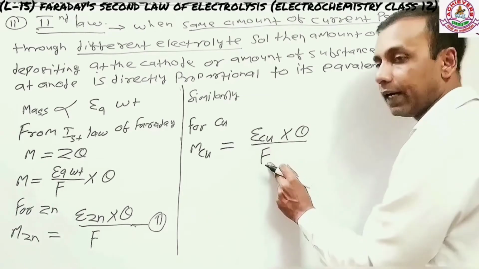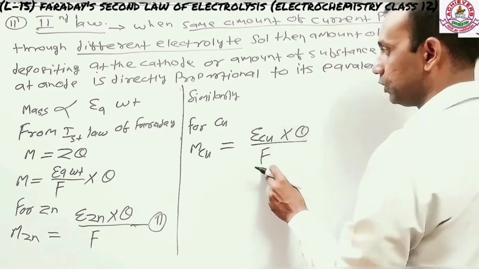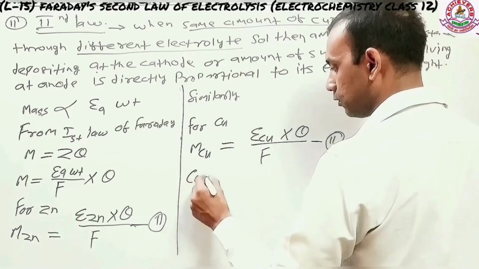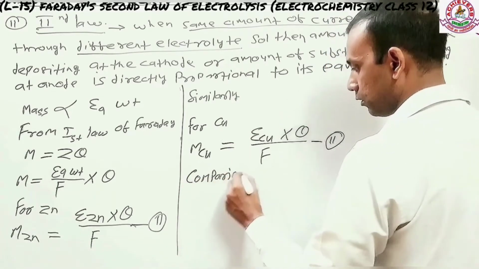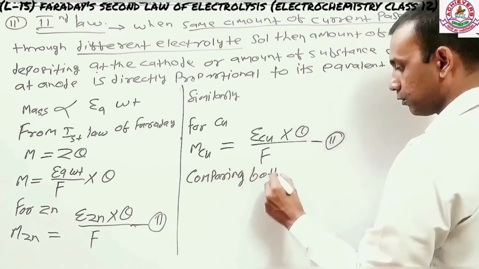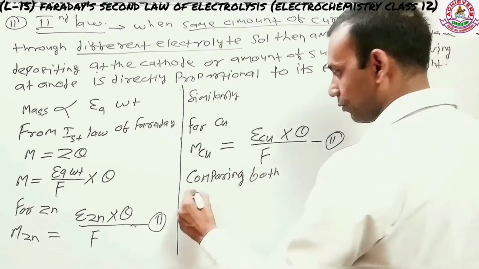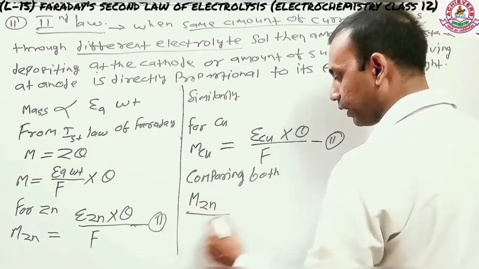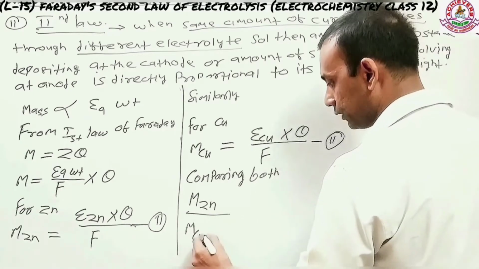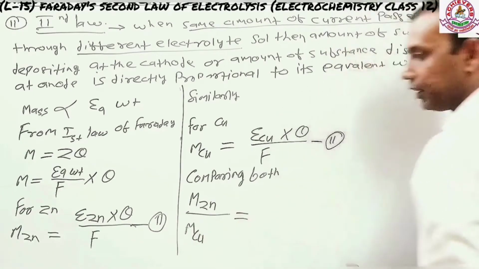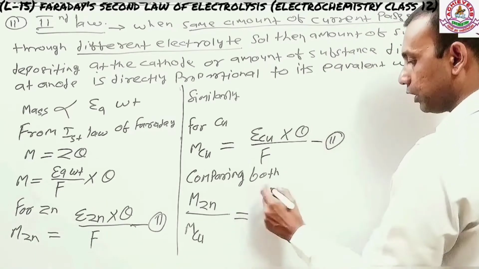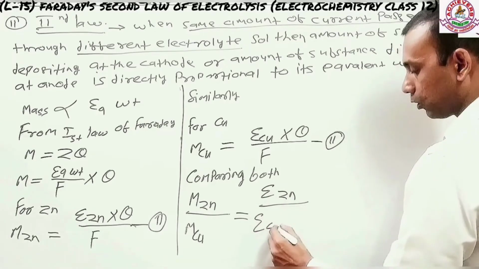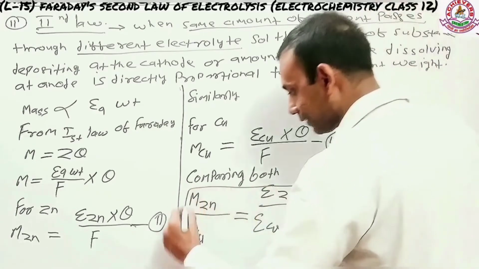F is called Faraday constant and its value is 96500, right? So make this equation 2 here. Now comparing both, what we can write is: mass of zinc depositing or dissolving, or mass of copper being dissolved or deposited, is equal to the equivalent weight of zinc divided by the equivalent weight of copper. So this is the relation coming out to be.